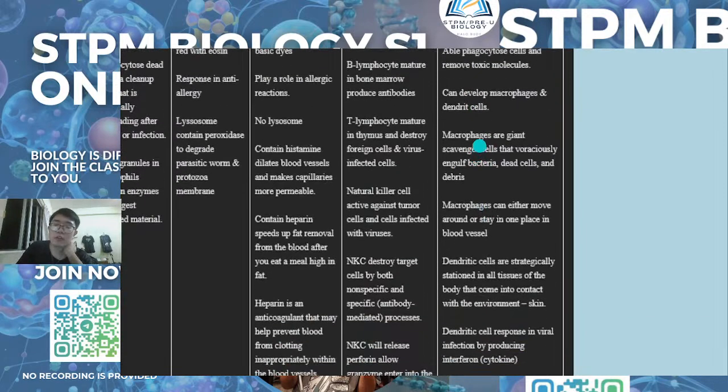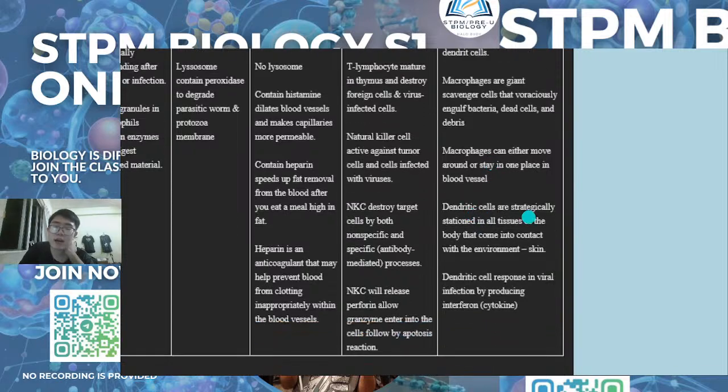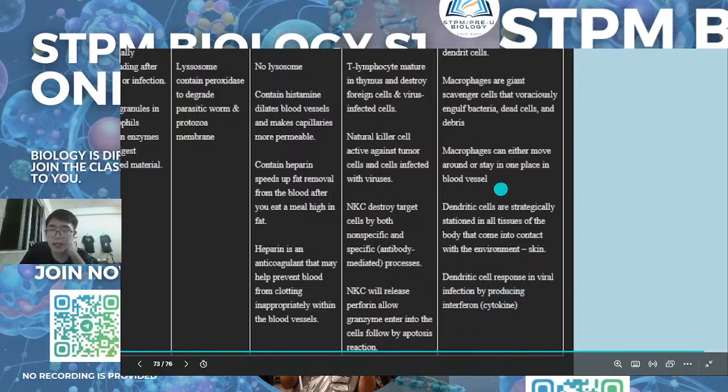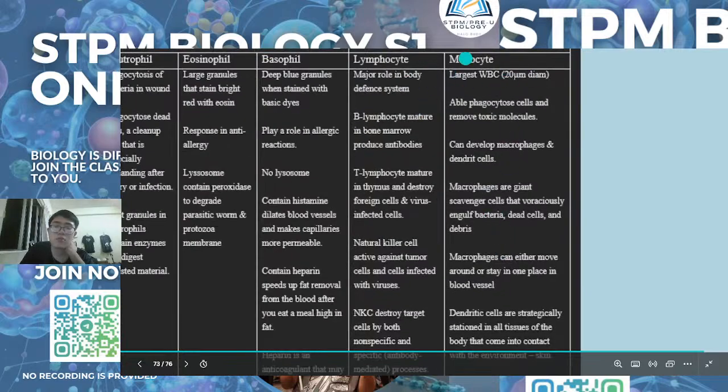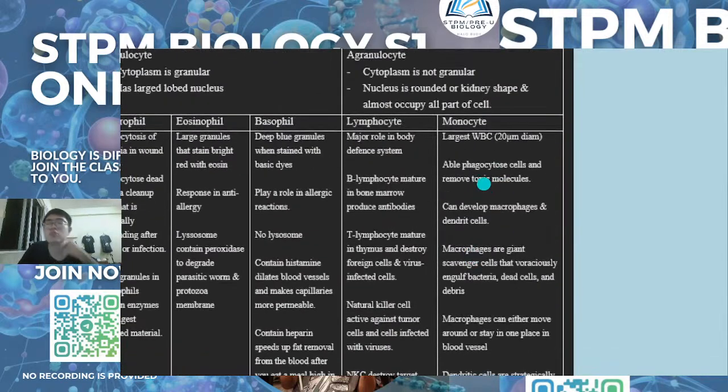So macrophage is the cell that can engulf bacteria, dead cell and debris, and it can either move around or stay in the one place. And dendritic cells normally is stationed in all tissue of the body that come into contact with the environment, skin. So dendritic cells respond in viral infection by producing cytokine. So actually this one you also learn in immunity part semester 2.